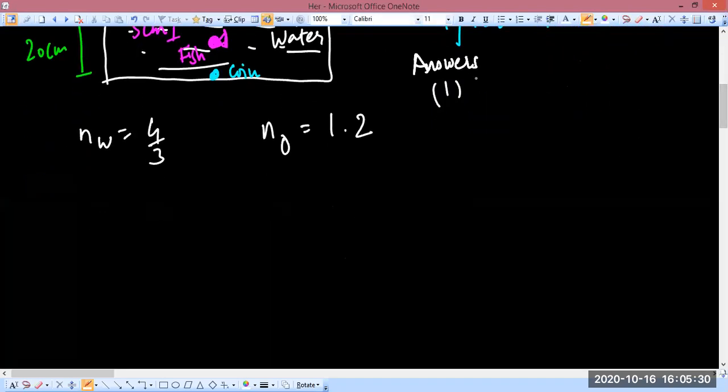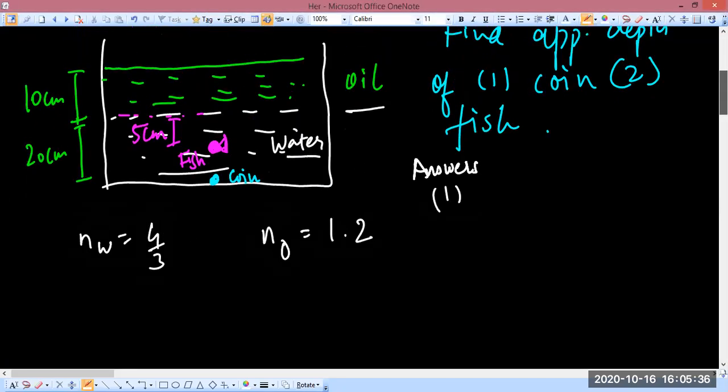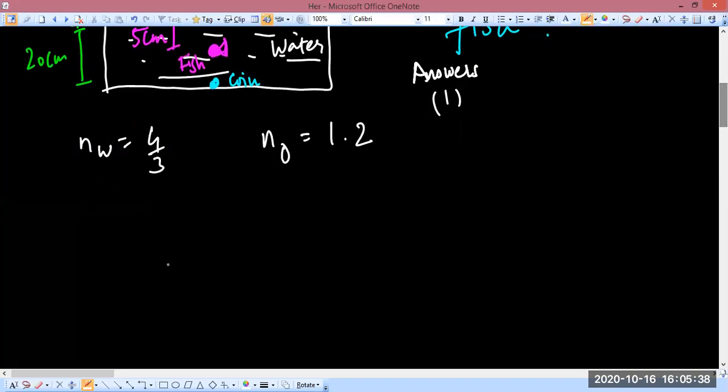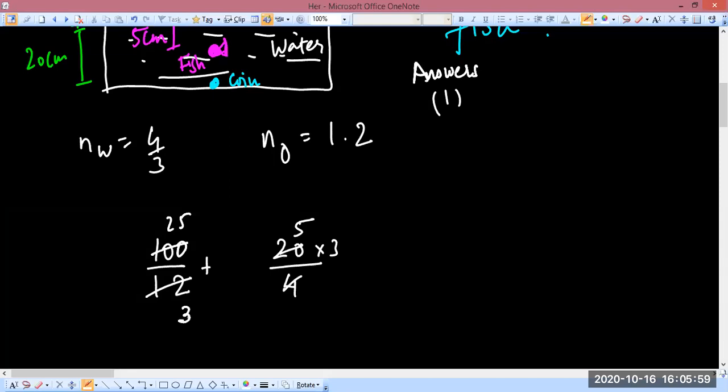Let me do it again. So we have 10 centimeter for oil plus 20 centimeter of water. Okay, and this 100 by 12 becomes 25 by 3. Okay, yeah, correct. We are getting the same. Agreed. So 15 plus 8.33. Yes, 23.33. Very good. Well done, people.